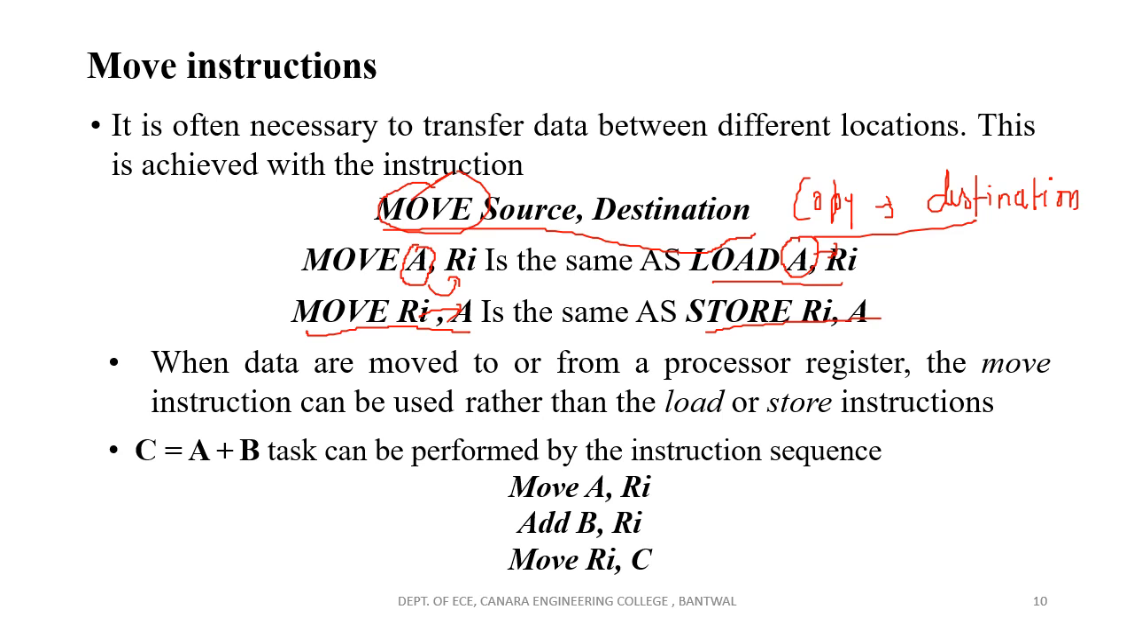For example, if we have a task C equal to A plus B, it can be performed using move A comma Ri, add B comma Ri, and move the content, that is the sum, to the C register. That is C equal to A plus B. The same task can be performed using the load and store instructions. We have already seen that load and store instructions can be replaced by move instructions, as shown here.